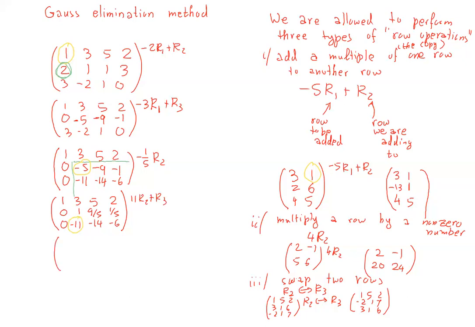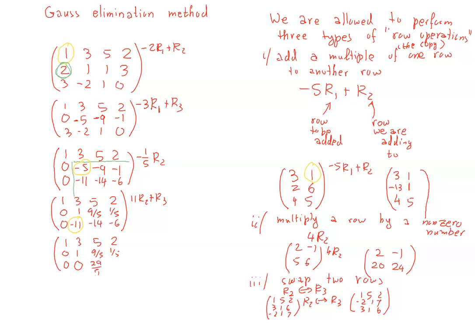And what do I get? I get 1, 3, 5, 2, 0, 1, 9 over 5, 1 over 5, 0. This will become 0. And now it's 11 times 9 over 5. That will be 99 over 5. I need to bring minus 14. I need to write this with denominator 5. Negative 14 times 5 is negative 70. So I have 99 minus 70. That's 29 over 5 is going to be here. I hope I'm not making any mistake.